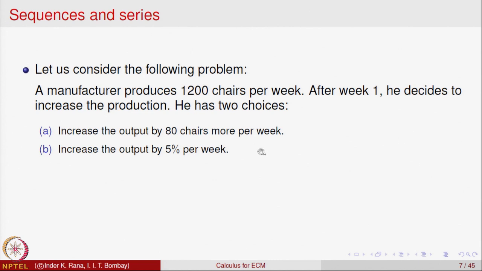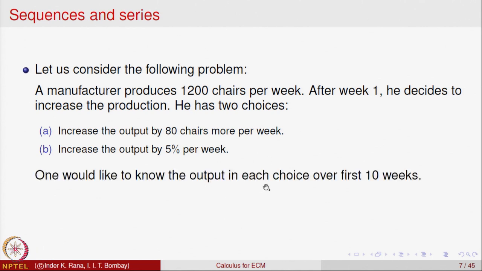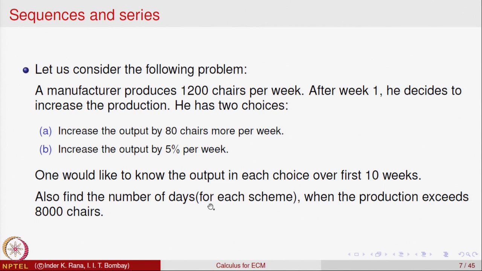available. One, he can increase the output by 80 chairs per week, right. Every week he can go on increasing 80 chairs, or he can also have the option, probably he has two factories. In another factory, he can increase the output by 5% per week. Okay. So, these are the two possible choices he has. So, what do we want to discuss? One would like to know the output in each choice for the first 10 weeks. In the coming 10 weeks, what will be the number of chairs being produced. Also, probably one would like to find out the number of days for each option when the production exceeds 800 chairs. So, let us try to understand each option one by one.